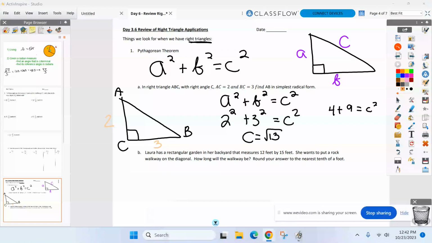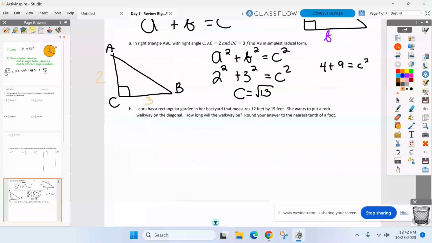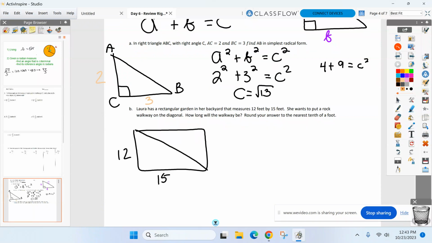How about Laura in her backyard? It's in the shape of a rectangle. Beautiful. Put my rectangle up. And the backyard is 12 by 15. So one side's 12. The other non-opposite side, 15. Or switch them if you want. Oh, this is cute. She's going to put a rock walkway on the diagonal. How long will this walkway be?